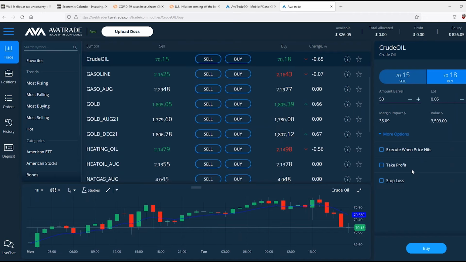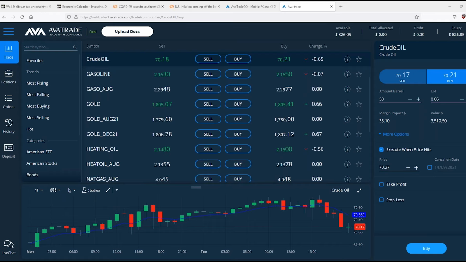If I'm doing a pending order, click on more options and make sure you've got execute when price hits showing. All you have to do is choose sell or buy and put the price that you want it to execute at. You don't have to tell it whether it's a sell limit, a sell stop, a buy limit or a buy stop. The system does that for you. You just tell it the price you want to buy or sell from, and if it hits that price, it buys or sells. So it's simplified here. All I have to do is put sell and put the price I want to sell from.